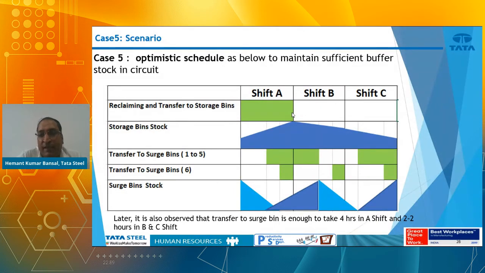That storage material can be used as a buffer stock in the circuit for taking the shift breakdown. So later on, it is also observed that it will be enough to take 4 hours in A shift and 2 hours in B shift and C shift, transfer to surge bin production.